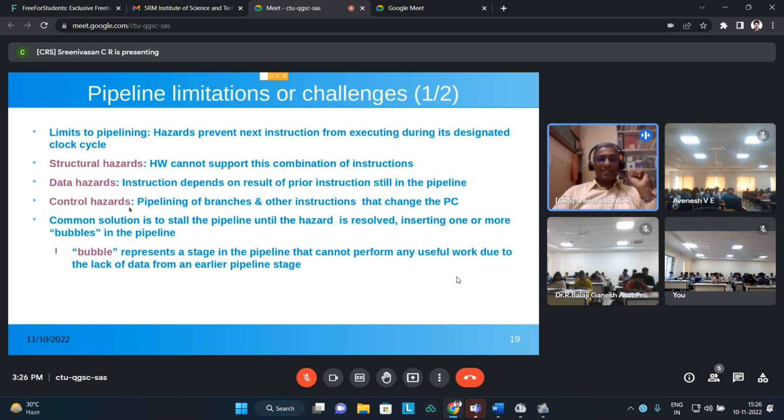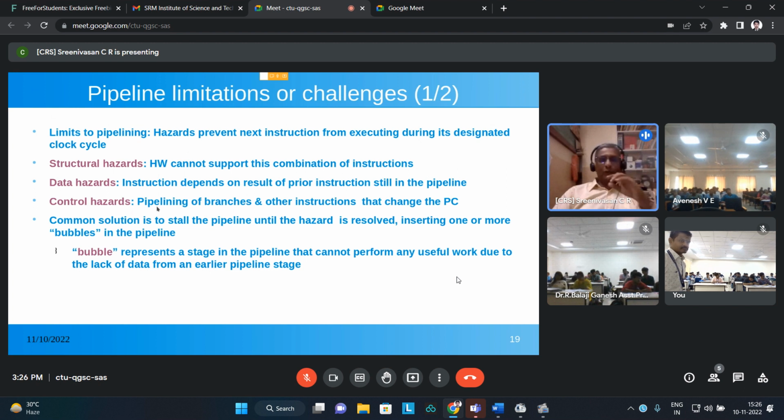Next is the control hazards. This is more towards jumping or branching locations.